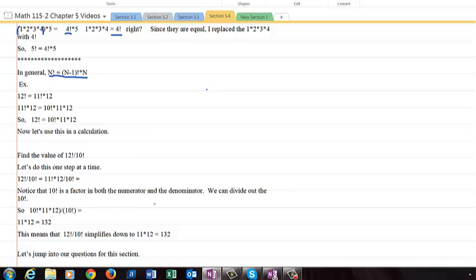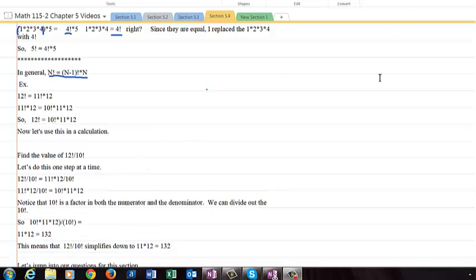Find the value of 12 factorial divided by 10 factorial. Let's do this one step at a time. 12 factorial divided by 10 factorial equals 11 factorial times 12 divided by 10 factorial. Now 11 factorial times 12 divided by 10 factorial equals 10 factorial times 11 times 12.